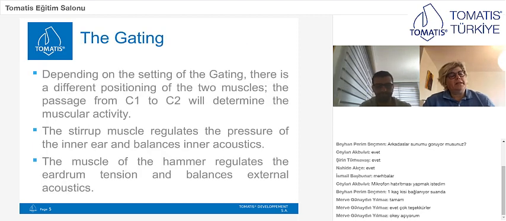So on the gating, a few words. Depending on the settings of the gating, there is a different positioning of the two muscles of the middle ear. So the passage from C1 to C2 will determine the muscular activity.